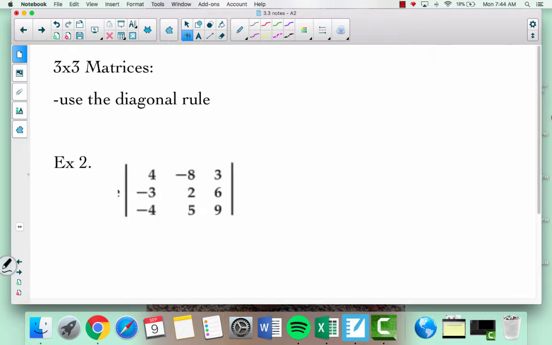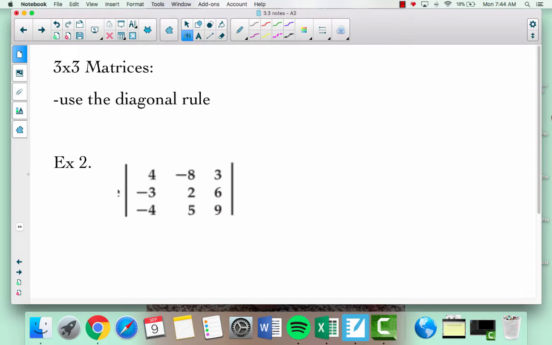Now we're going to use a similar concept with 3 by 3s. There's just going to be one extra major step, or maybe two extra steps that you would need to complete. In a 2 by 2, there's only two diagonals you have to worry about. In a 3 by 3, we now have more diagonals, and so we have to work with multiple diagonals and multiple numbers.